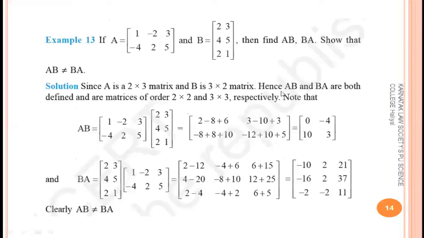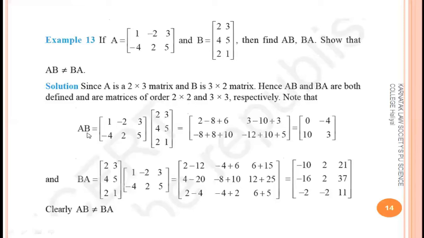Hence, we need to check the number of columns in A. The number of columns in A should be equal to the number of rows in B. Both are the same, 3 and 3. That's why the order of the resultant matrix is 2 cross 2. First, we need to multiply AB.